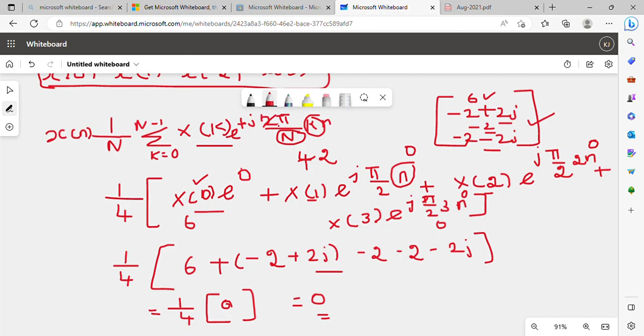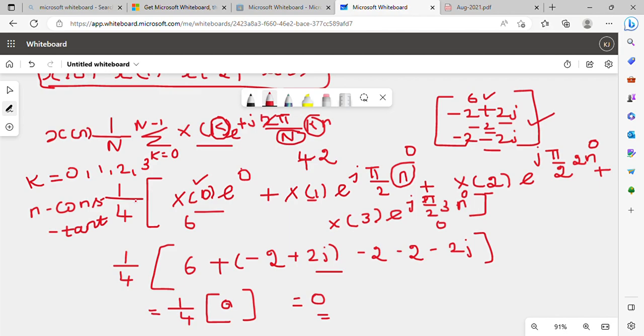Here I have to vary my value of k and keep my n constant. My k will vary from 0, 1, 2, 3, and my n is constant. There, my n was not constant; my k was constant in the case of DFT, and I had to substitute the values of n, that is 0, 1, 2, 3. But in the case of the IDFT, your k value will always vary, and n will remain constant.